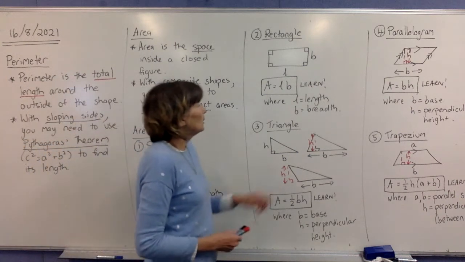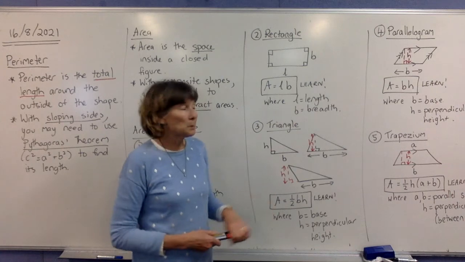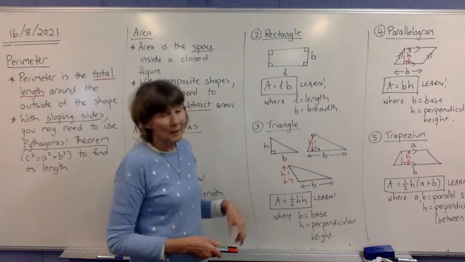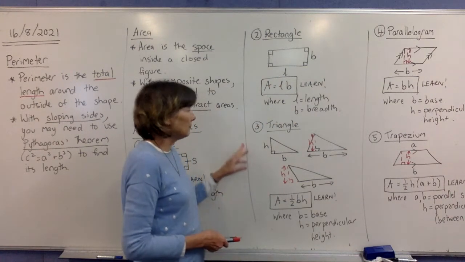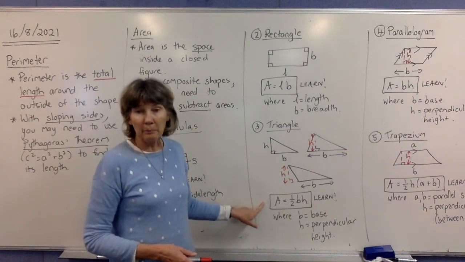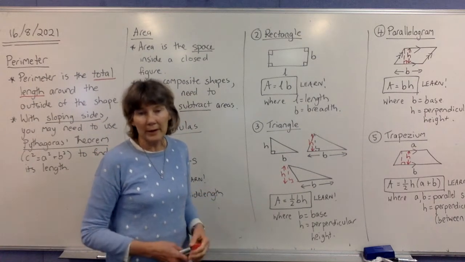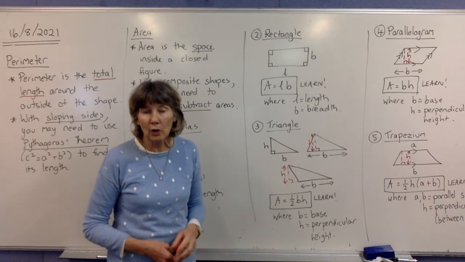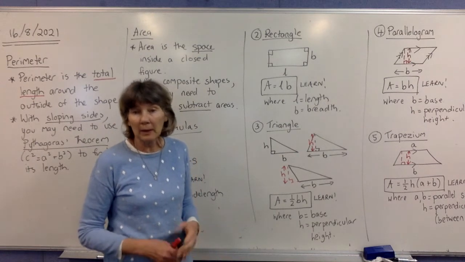The rectangle, area equals length times breadth. That's pretty easy. You should know that one. 3, the triangle. The formula is area equals a half BH. If you want to write it differently because you've learnt it differently before, like BH over 2 or something, that's fine.